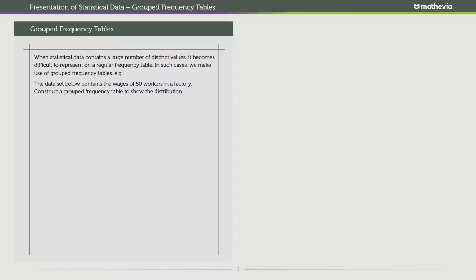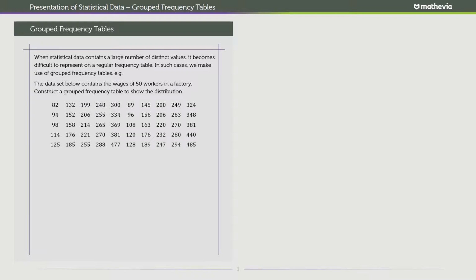And I have this example here, and it says the data set below contains the wages of 50 workers in a factory. Okay, and we've been asked to construct a grouped frequency table to show the distribution. So we have the wages of 50 workers in the factory. We have someone on 82, 132, 199, and something you note is that we don't even have a single value that occurs twice. So basically, if you were plotting a regular frequency table, you pretty much have every single one of these values occurring once.